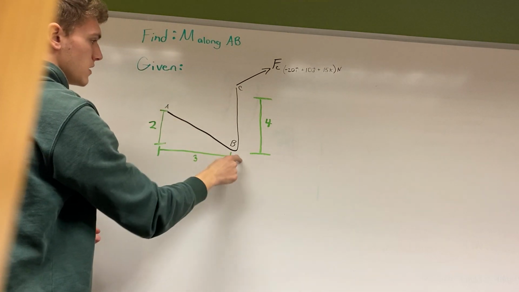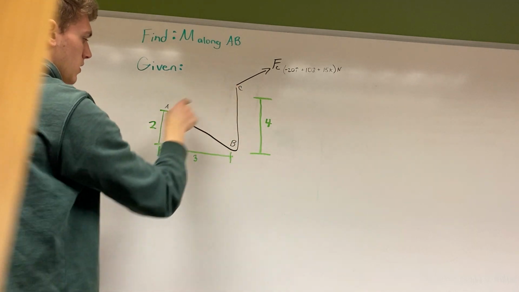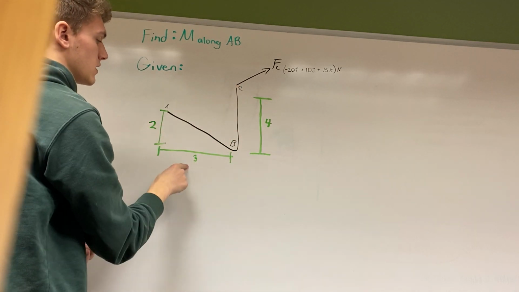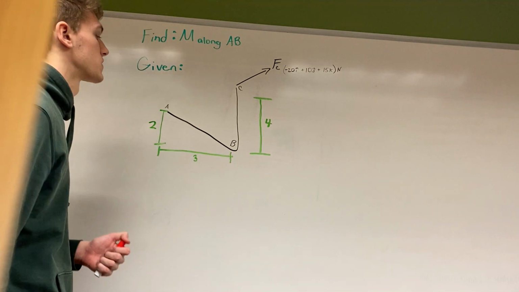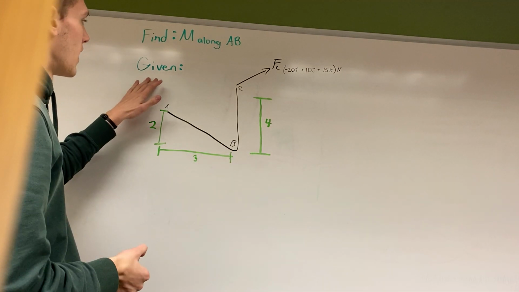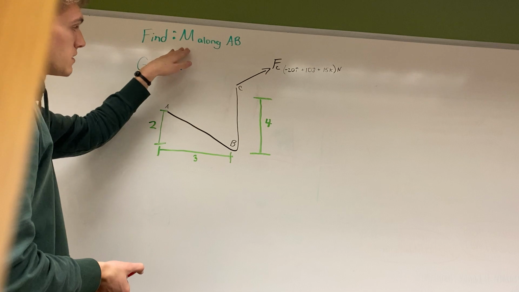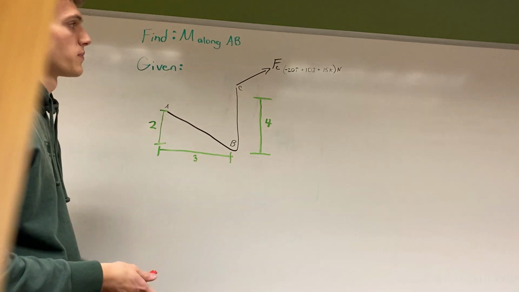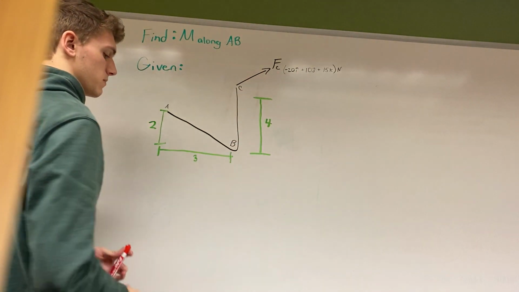And we're given A, B, C as a pipe. We're given the distance in the I, J, and K parts of those. And what we need to find is the moment along just this part. And we're also given the force.